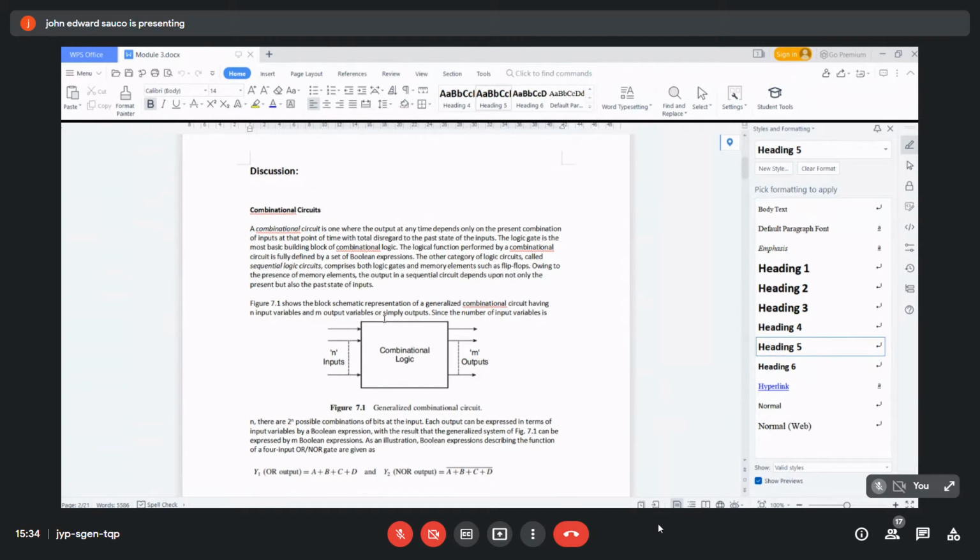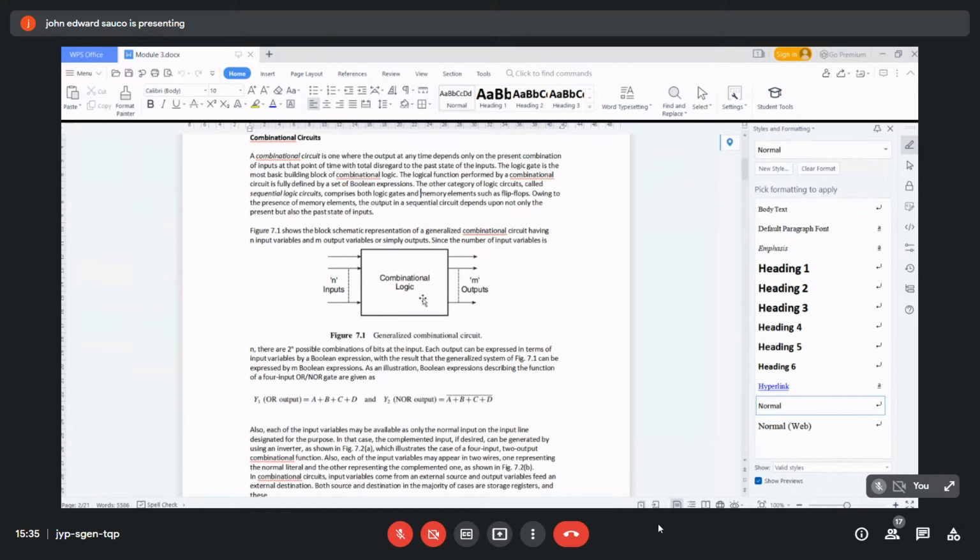only on the present combination of inputs at the point of time with total disregard to the past state of inputs. So, logic gate, siyempre, is the most basic building blocks of combination logic. So, sila ang bumubuo nitong mga to. Kaya natin sila na-tackle, pati, at ito ay pine-perform defined by a set of Boolean expression. Kaya din maraming expression. At saka meron din dito yung Karnaugh map para simplify ang ating expression.